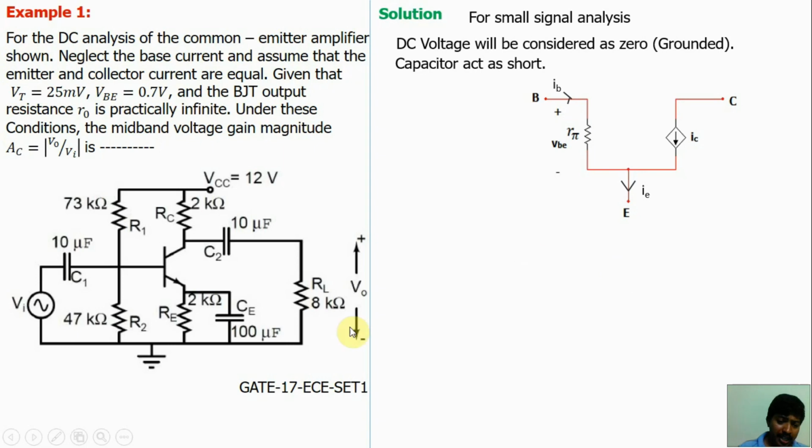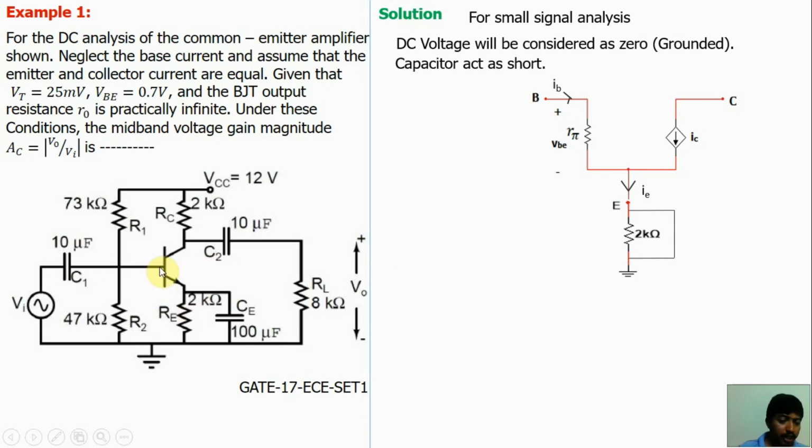Now, in the emitter side, in the given circuit, RE is connected between emitter and ground. Okay, this is ground. So we have to connect here, emitter to ground, a 2 kilo ohm resistance. Now the capacitor is connected in parallel with the RE. Here the capacitor acts as a short circuit for the AC analysis. Okay, now the emitter portion is over.